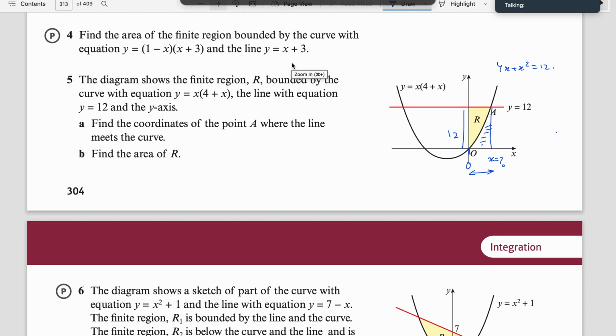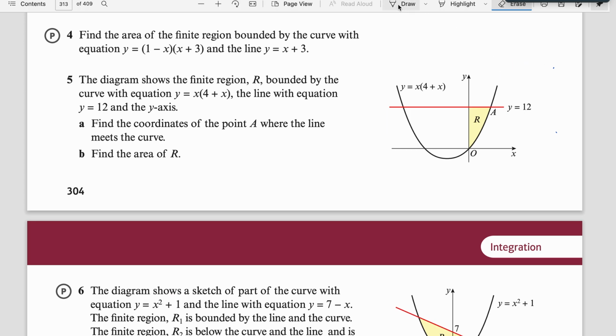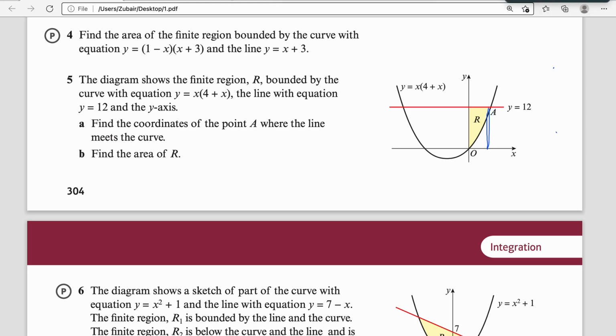You have to understand which two parts you need to subtract or add. In this case, it is subtraction. In order to find the area of the shaded region, what you need to know is the area under this graph. You need to know which two areas you have to subtract. So you will first find this area under the graph and then subtract from this rectangle, and you are left with R. So R is basically equal to rectangle minus area under the curve.